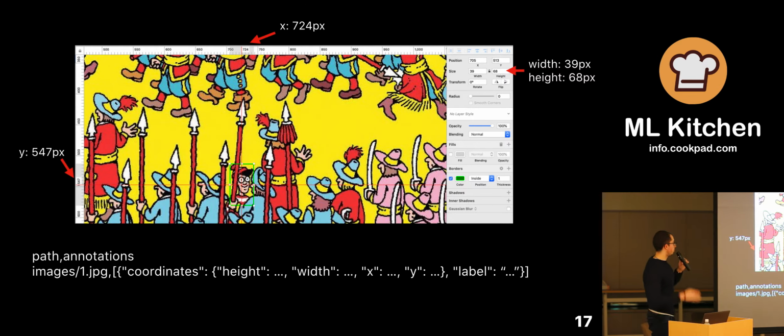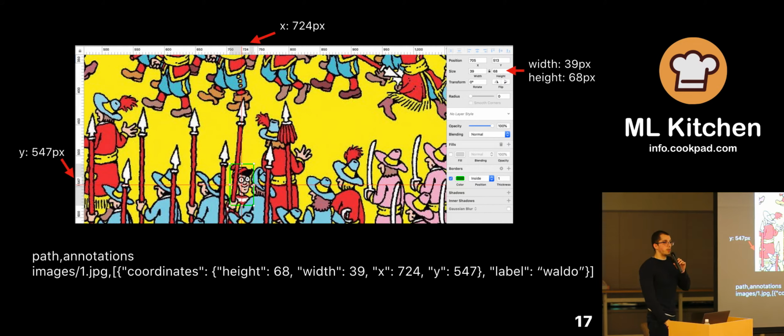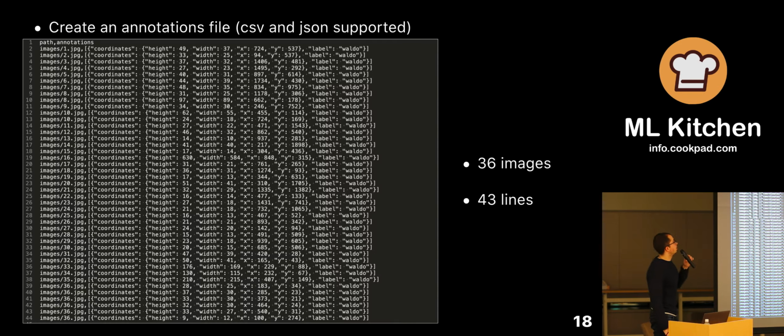And after you can create the annotation file, so the path of the file and the coordinates. So it looks like this at the end. And with my first method, I had 36 images and 43 lines in my annotation file. So this was my first method.